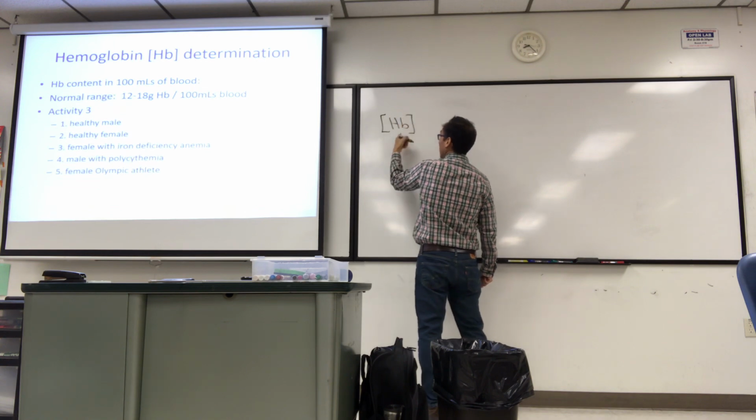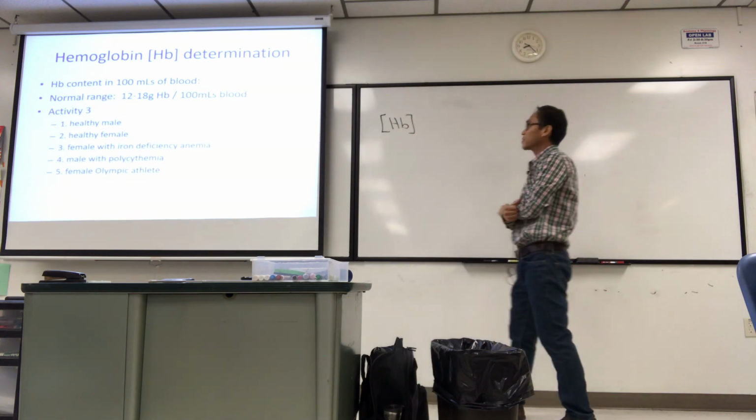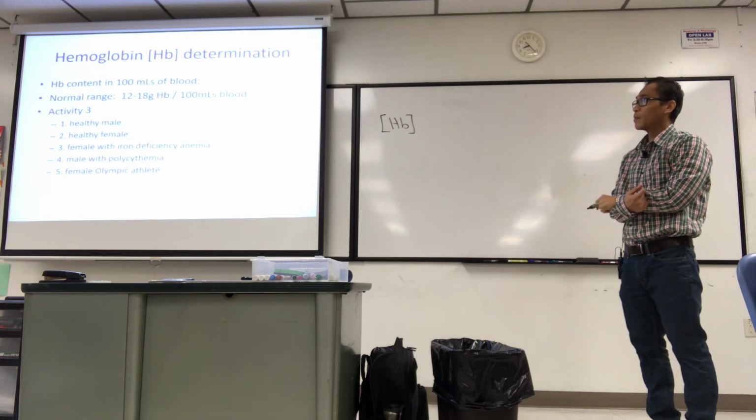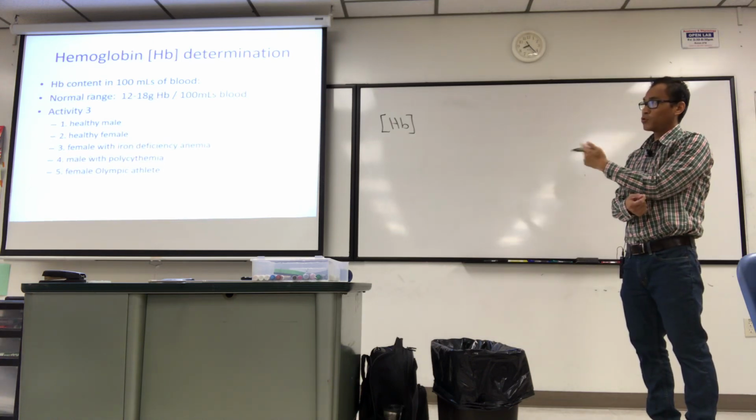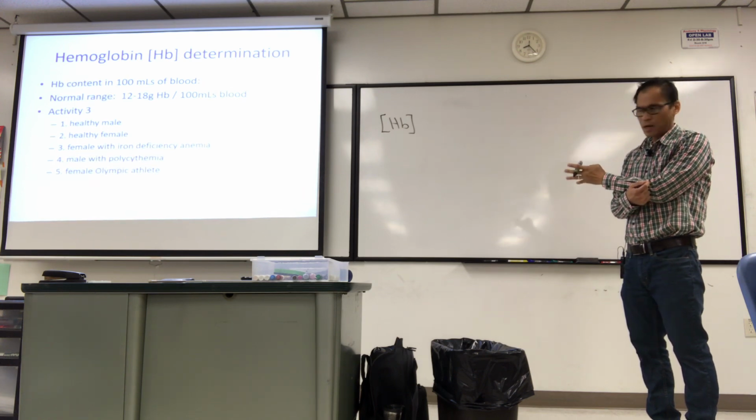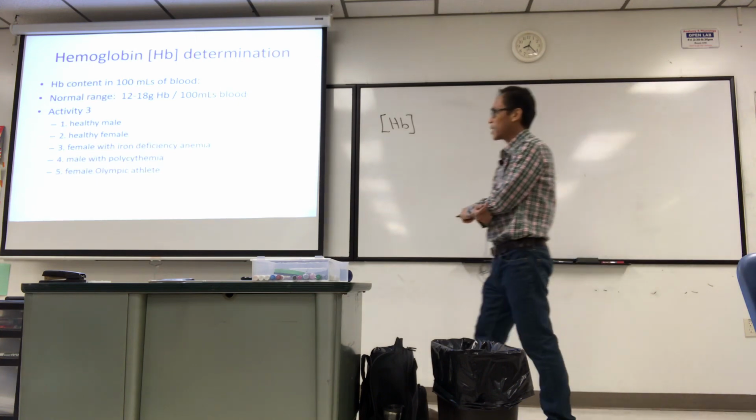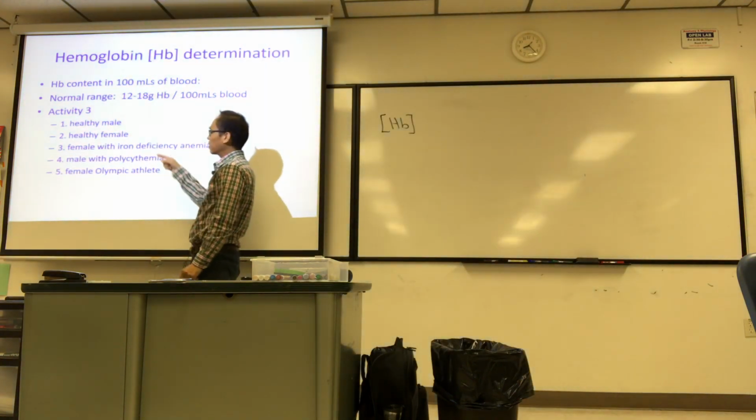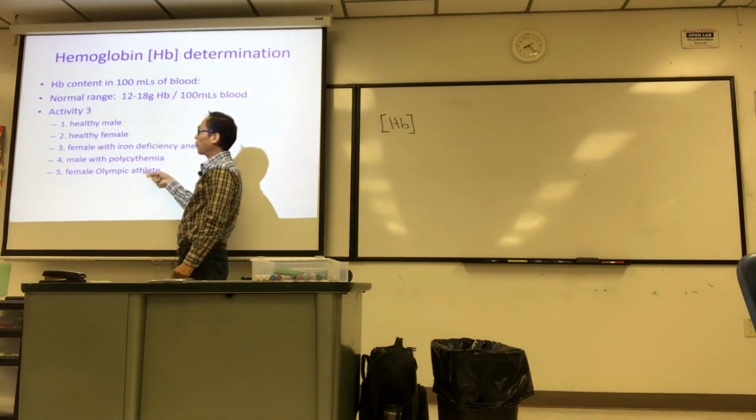So I'm just going to put my chemistry concentration brackets around hemoglobin, and I already gave you the normal range. 12 to 18 grams of hemoglobin per deciliter of blood, or that's 100 mils. And so I used to assign a Physio-X activity. I no longer do that, but I put these here so we could talk through it.